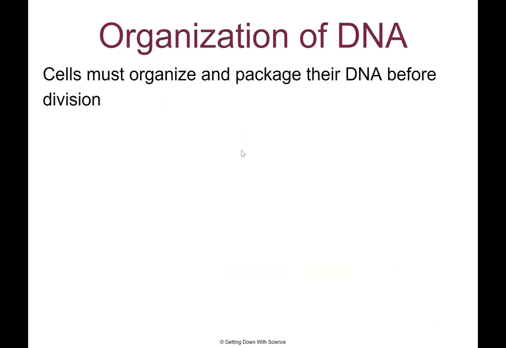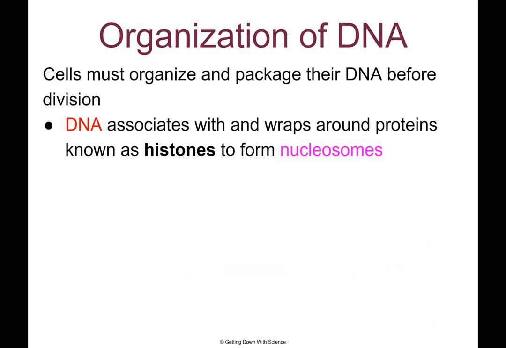To be able to do this process, they have to organize and package DNA before we can divide, because the idea is that you've got to make sure that the cell always maintains the same amount of DNA in every single cell that exists. So before it can divide, it must make copies of that DNA, so we have just enough to make two cells. DNA associates with and wraps around proteins that are known as histones to form nucleosomes.